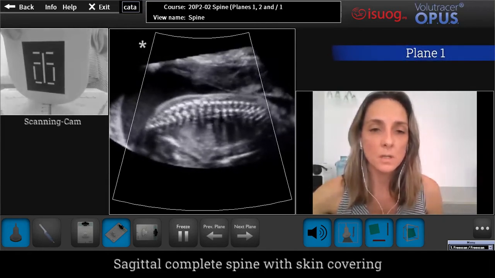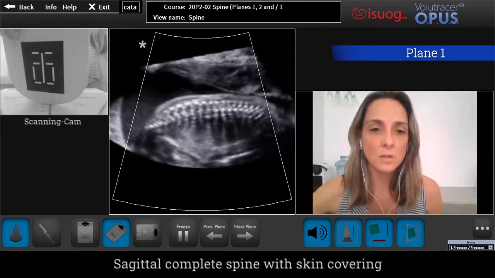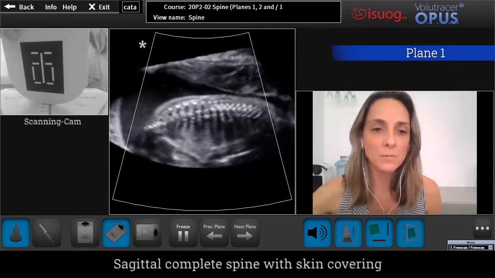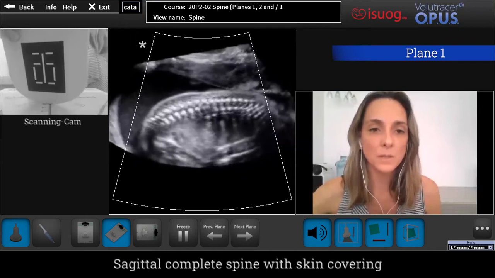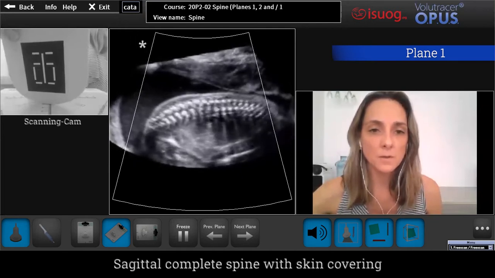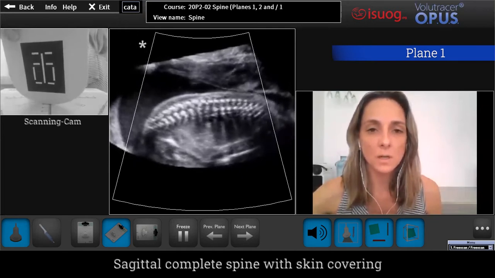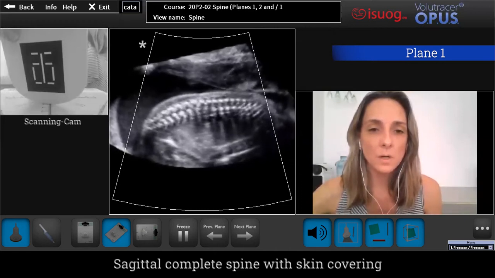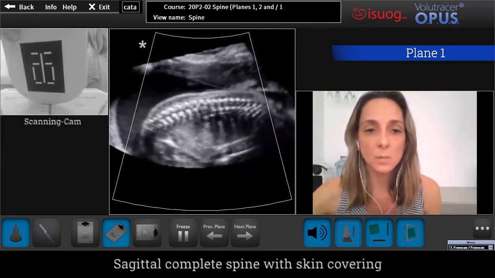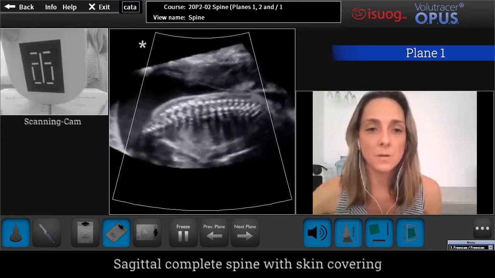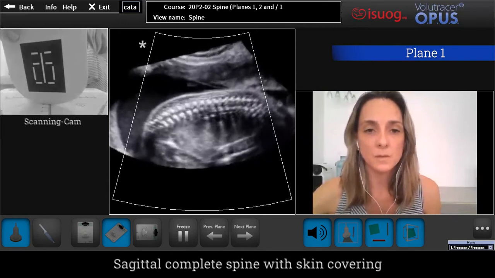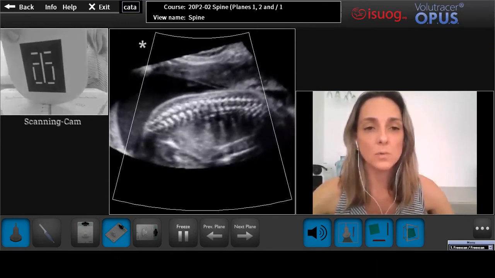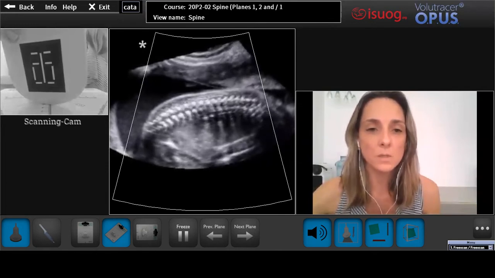So here, just by doing this rotation and slightly angling forward my probe, I can find this sagittal view of the spine with the skin covering. And now with this view, I can start excluding anomalies like the spina bifida and myelomeningocele, for example. Now, this is the first plane. We're going to move on to the second plane, which is a coronal view of the fetal spine.